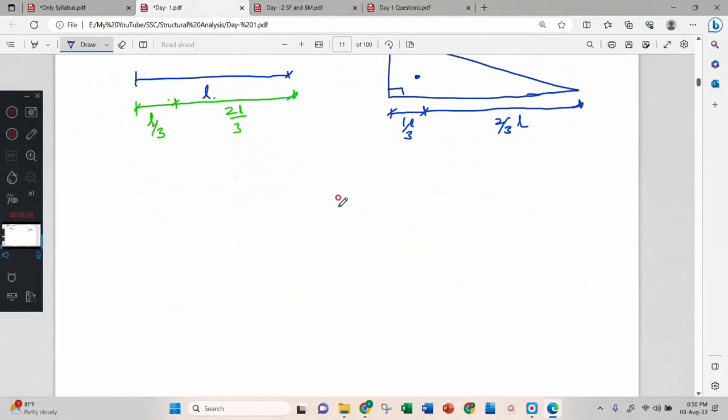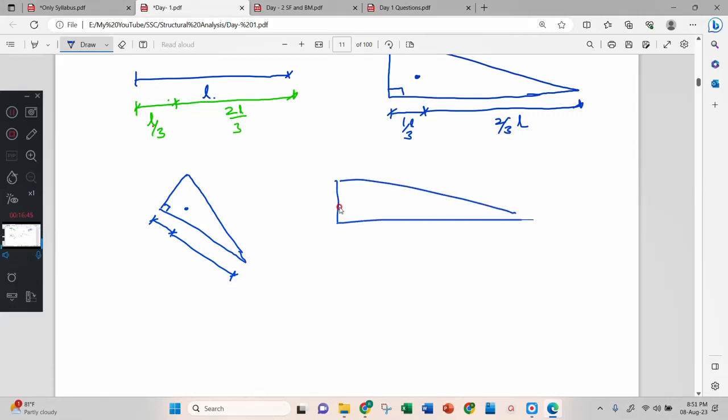Now can you tell me where is the CG of this triangle? First you have to mark this one, then near to that point you will mark. Then this distance is 1/3 and this distance is 2/3. Students make mistakes like this. They write a triangle, then write a CG here, and then get confused about which side is 1/3 and which side is 2/3. This is a wrong practice.